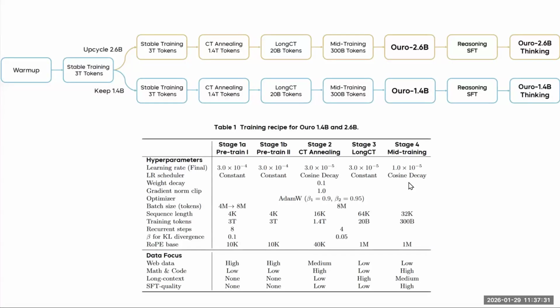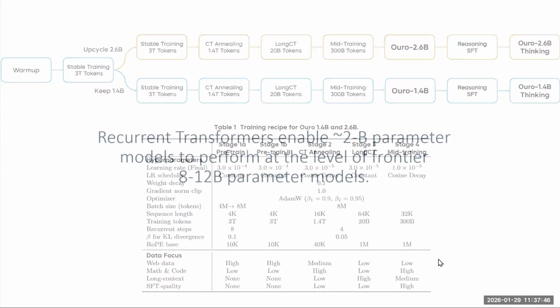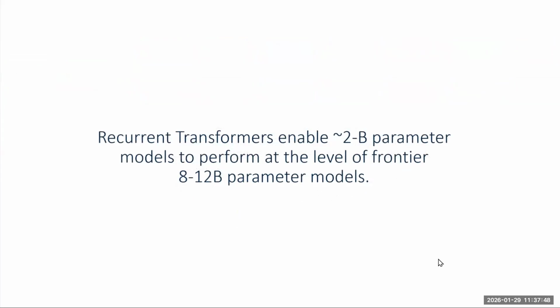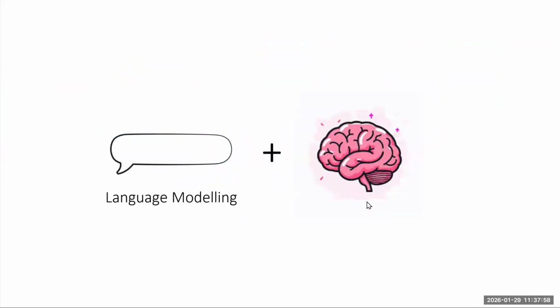I'm not going to go through this, but I just want you to be aware that we do have the entire training pipeline all written there, like in a technical report style in the paper. And I think this is really interesting stuff. It even goes through the distribution of data and how we evolve that during the training run. But the point is that recurrent transformers are effectively enabling 2 billion parameter models to perform at the level of frontier 8 to 12 billion parameter models. And I think that that's really quite remarkable, right?